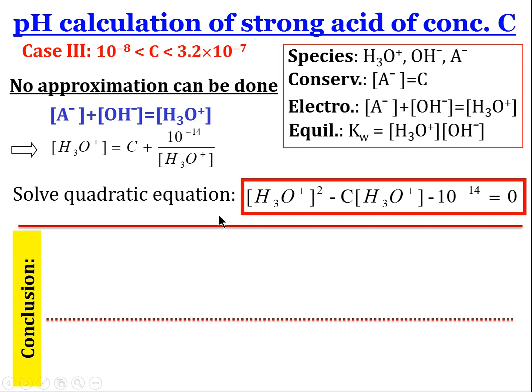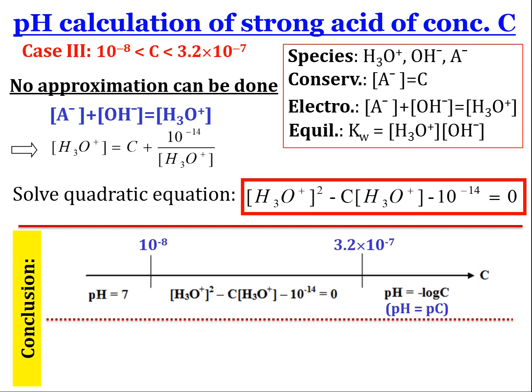So as a conclusion, according to the concentration of the strong acid, we have three domains of validity, or three different formulas of the pH. In grade 12 in college, when you want to calculate the pH of a strong acid, you apply one formula, which is pH equal minus log H3O plus equal minus log C equal pC. But now we have three formulas for the strong acid, and it depends on the concentration of the strong acid.